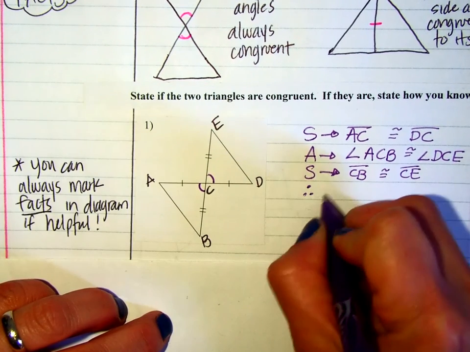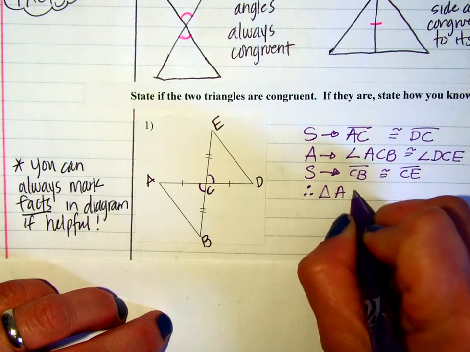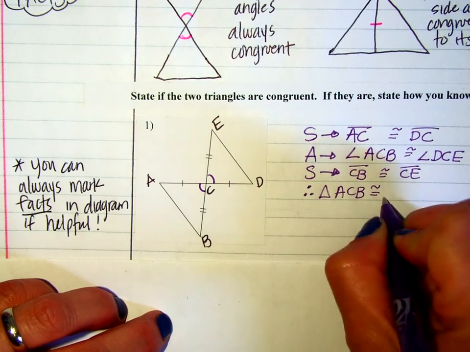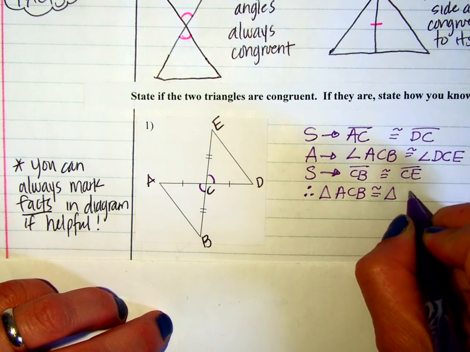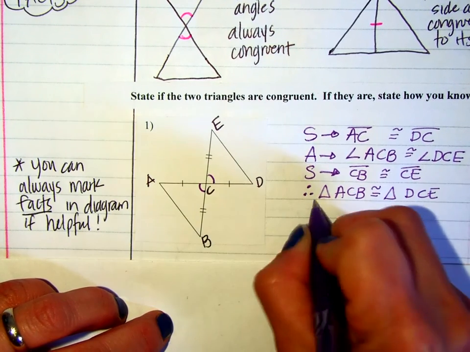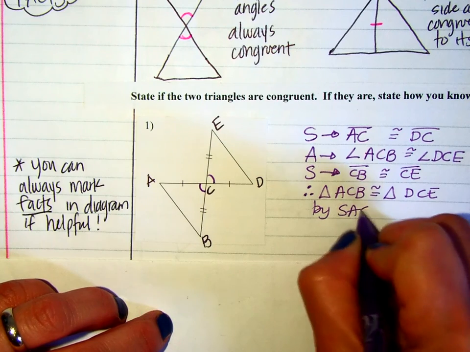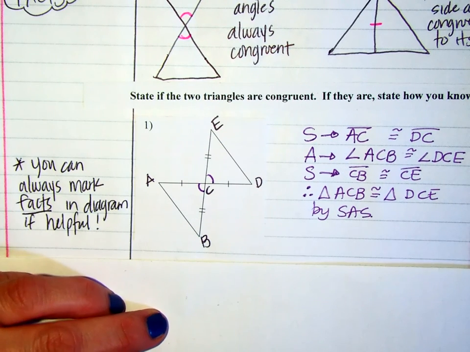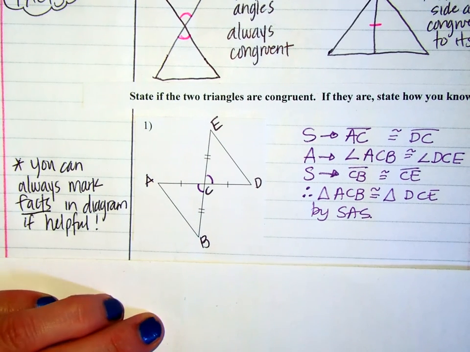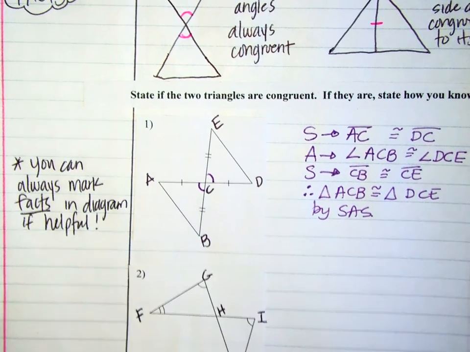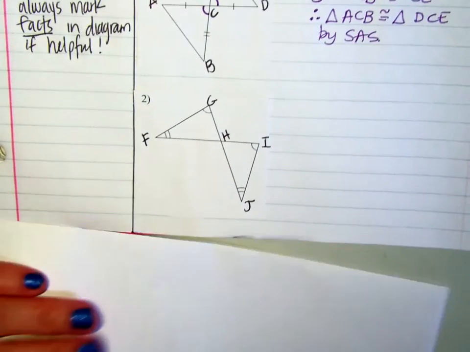Therefore, triangle ACB is congruent to triangle DCE by the side-angle-side congruence postulate. Okay? Not bad, right? Okay, take a look at this next one.